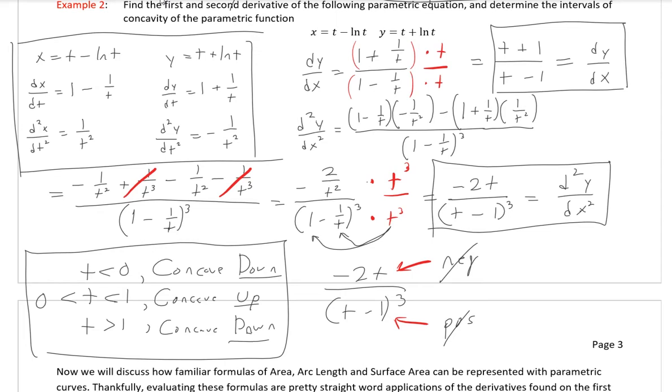So that's all we need there. It's concave up between 0 and 1. It's concave down everywhere else.